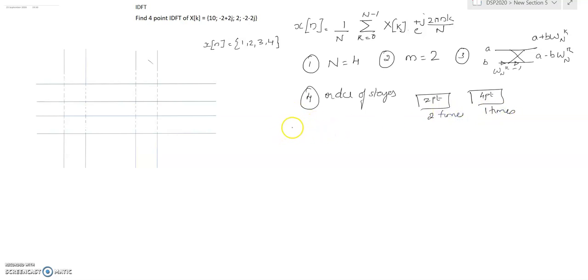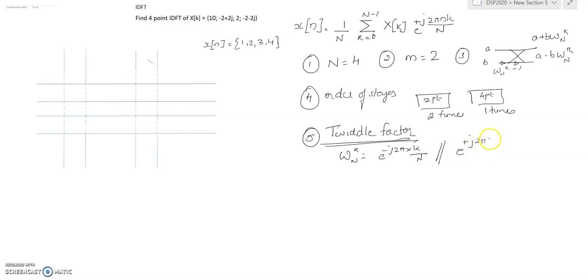Where the actual difference comes up is in the twiddle factor. We have to observe a difference over here. The usual twiddle factor W_N^k was given as e raised to minus j 2 pi into k by N. So we have a small different notation when we deal with problems of IDFT. Here the twiddle factor is supposed to represent e raised to plus j 2 pi k by N.